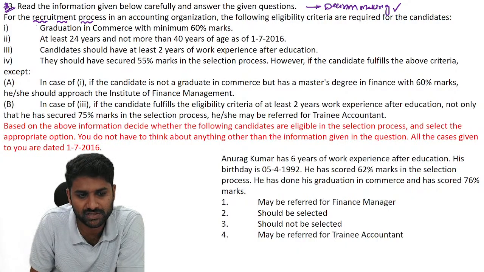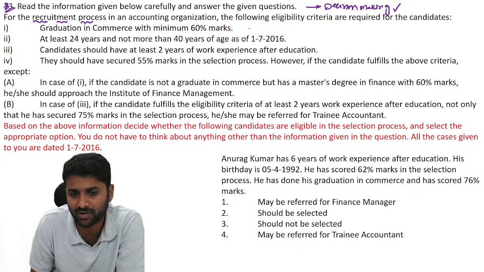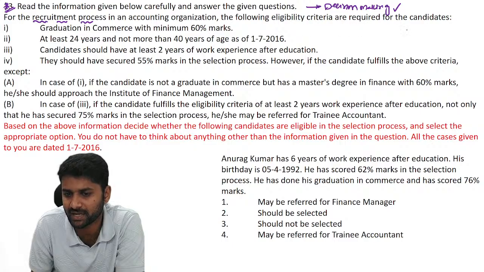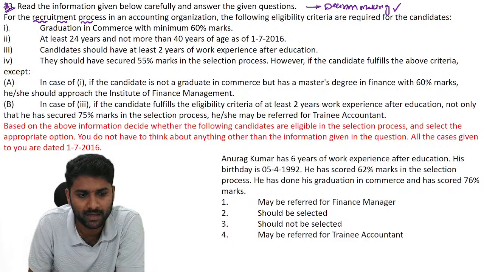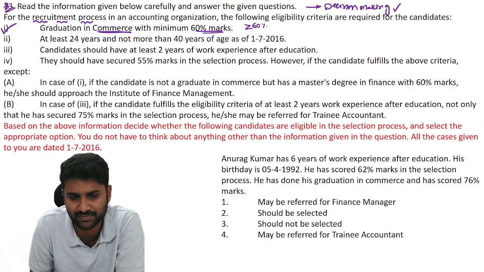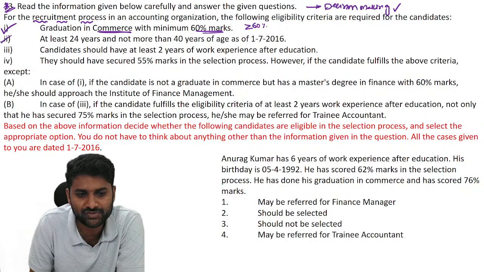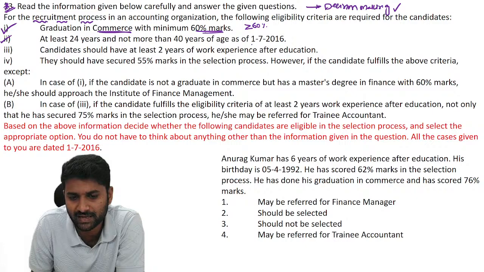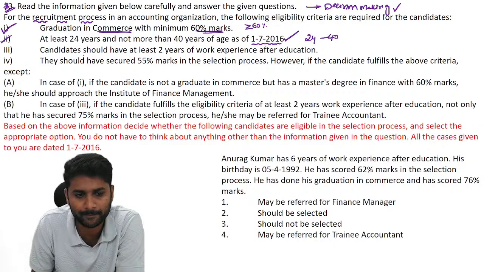Now, the information says that for the recruitment process in an accounting organization, the following eligibility criteria are required for the candidates. The first point says graduate in commerce, with a minimum 60 percentage. So we need minimum 60 percentage; 60 or more than 60 is also acceptable. Second, at least 25 years, not more than 40 years, at the age of 2016. At this particular time, the age should lie between 24 and 40.